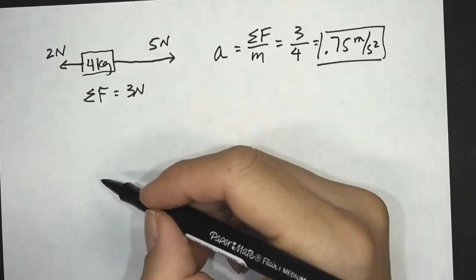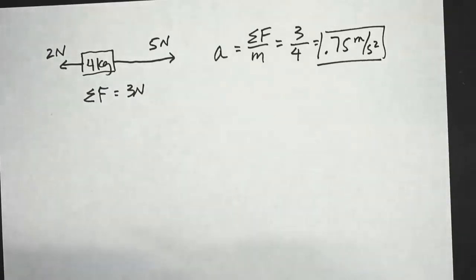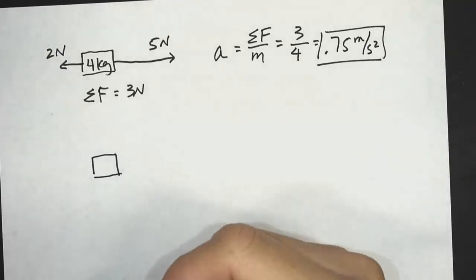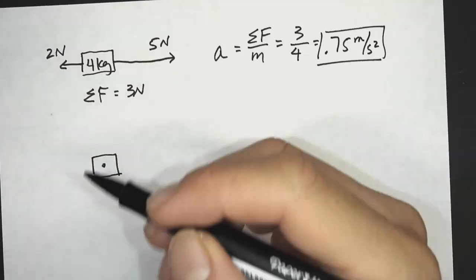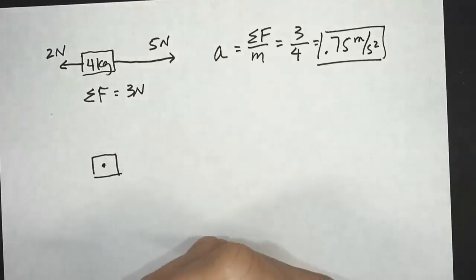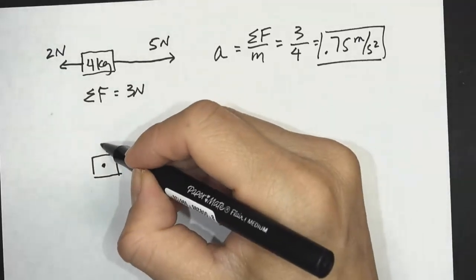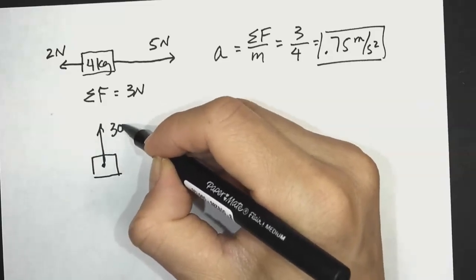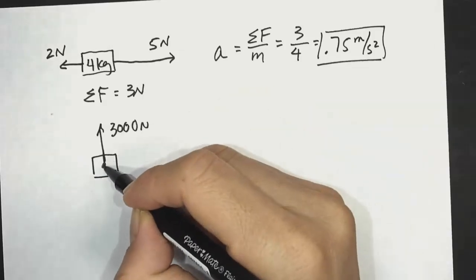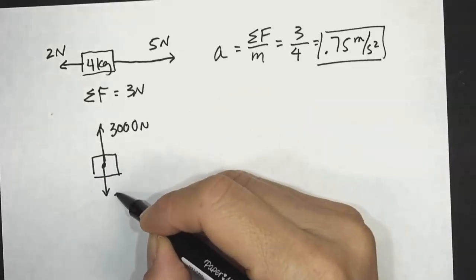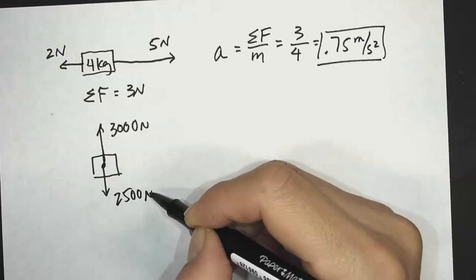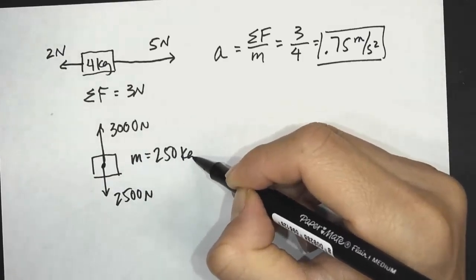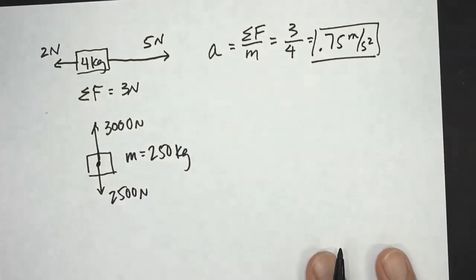Okay. Next, we can also have forces that are occurring vertically. Let's take a look at this problem. You can have an elevator, for example, that's moving vertically. In this problem, we have a force up of 3,000 newtons and a force going down of 2,500 newtons. Let's say that the mass is 250 kilograms. How do we solve this?